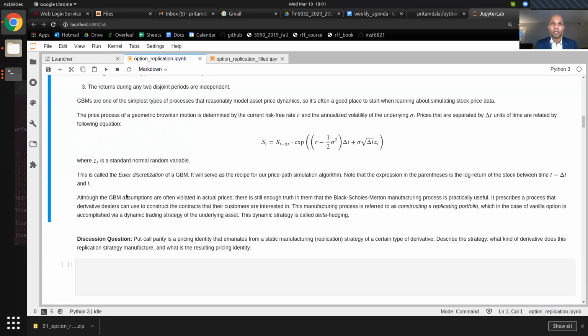So it means you basically hold different amounts of the underlying asset at different periods of time, and sometimes you hold more than others, and that's why it's dynamic. So you have to buy and sell, and this is referred to as delta hedging.